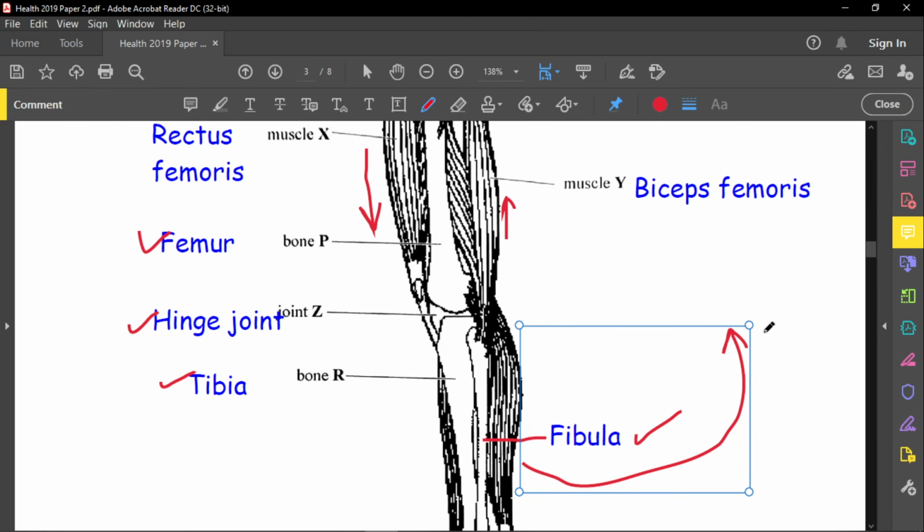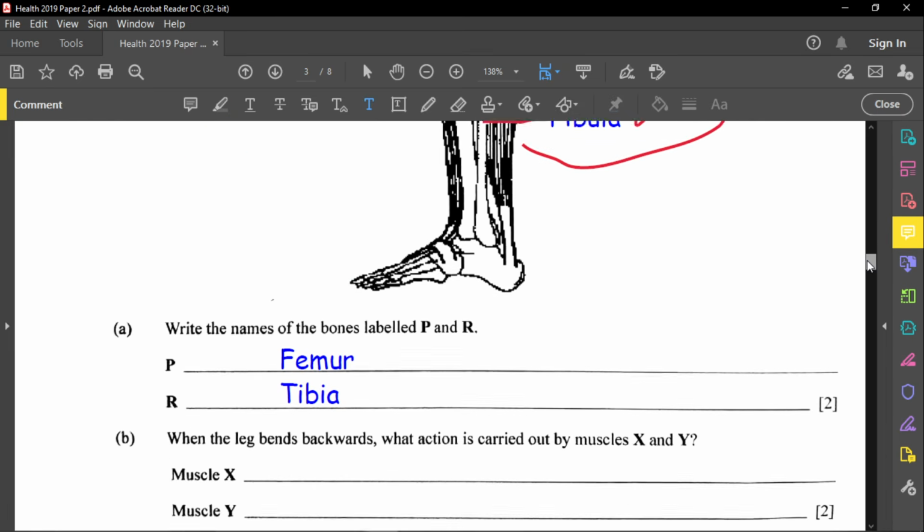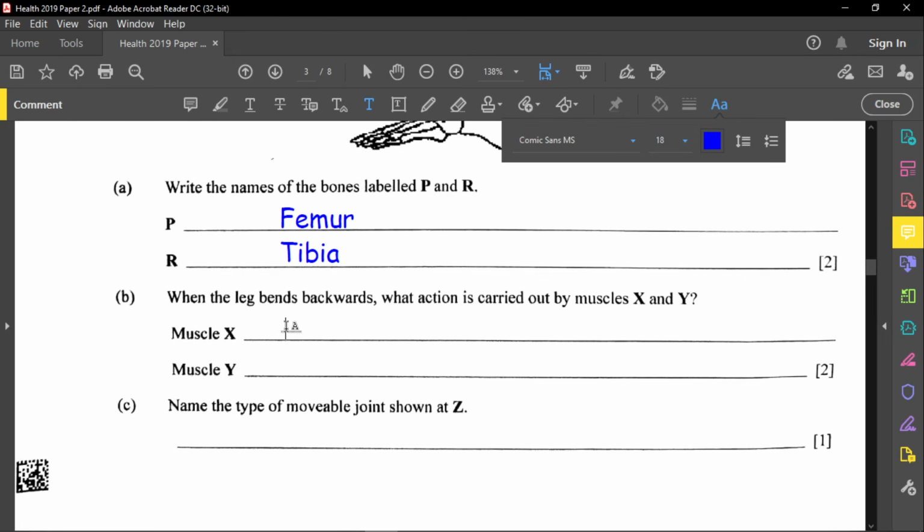All right, so let's now go into the answer of the question. Again, remember, X is going down, which is getting longer, which is relax. And then muscle Y is going up, which is getting shorter, which is contract. So muscle X here relaxes, and muscle Y contracts. And again, the term used to describe this action is antagonistic muscles, because as one is contracting, the other one is relaxing.